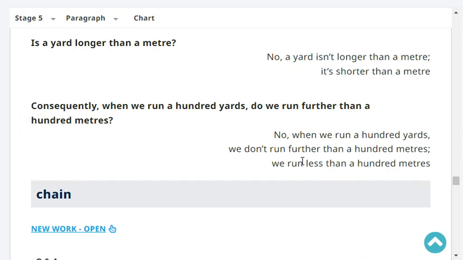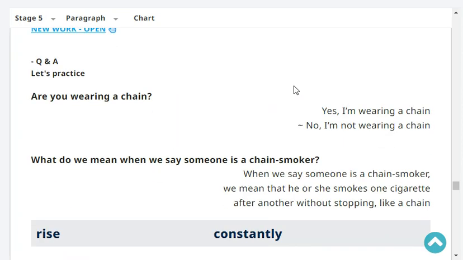Consequently, when we run 100 yards, do we run further than 100 meters? No. When we run a hundred yards, we don't run further than a hundred meters. We run less than a hundred meters. Very good.